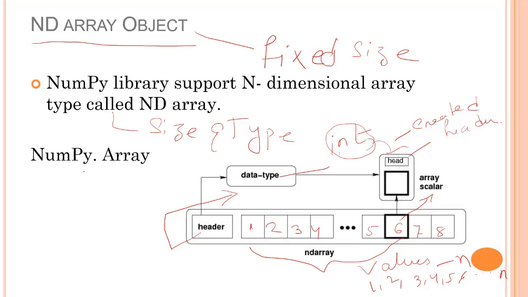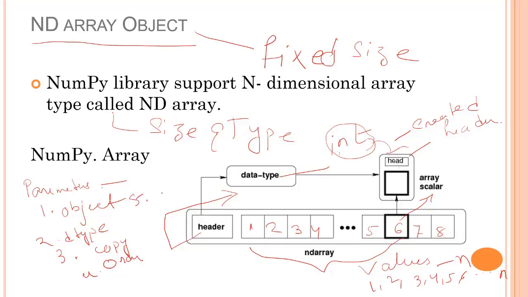With that we also have some parameters. So take a look at the parameters. We have the object parameter, then the dtype parameter, then a copy parameter, order, and ndmin. So those are some of the parameters that we have to follow.